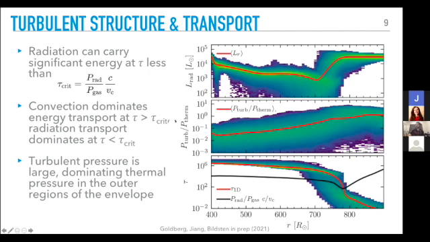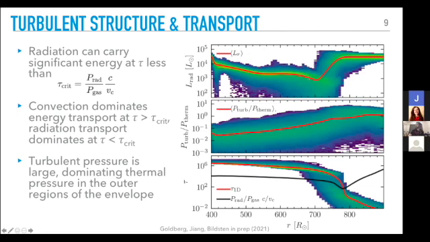Convection therefore dominates at tau greater than tau crit, radiation transport dominates at tau less than tau crit, and we can see that here in the lower panel, which shows plots of the optical depths along different lines of sight. This black line is the value for the critical tau, P rad over P gas over V. Out in this 700 to 800 solar radius region is when radiation transport starts to matter for the energetics and for the flux. And that's reflected in the luminosity profile.